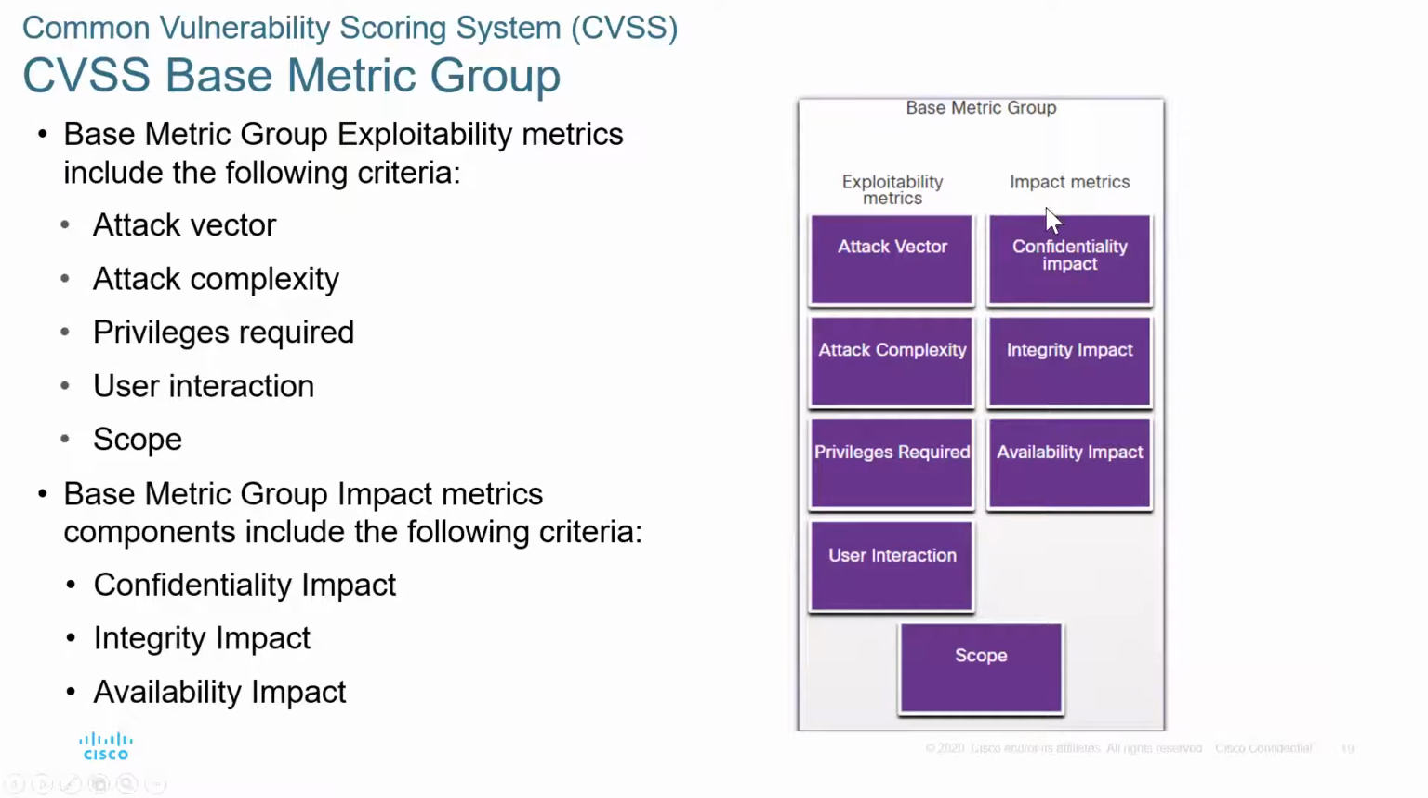So with that base group, you're going to have things like attack vector, the attack complexity, the privileges required, user interaction, and scope. And so these are all things that are defined over here. You could also have the impact metrics, which are the confidentiality impact, integrity impact, and the availability impact.